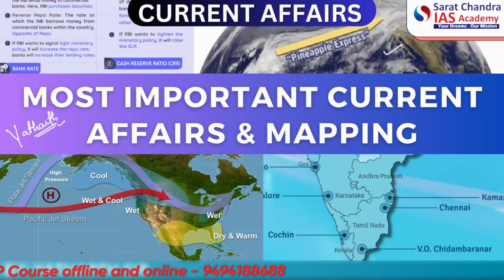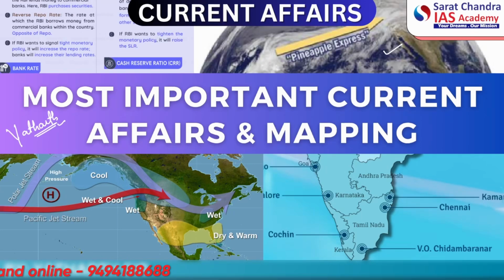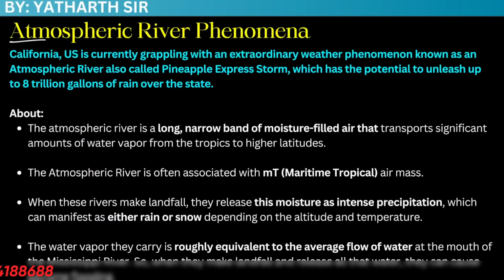Today we'll be discussing important current affairs as well as mapping. Let's start with a certain important weather phenomenon, that is the atmospheric river phenomenon. So why is it in news?